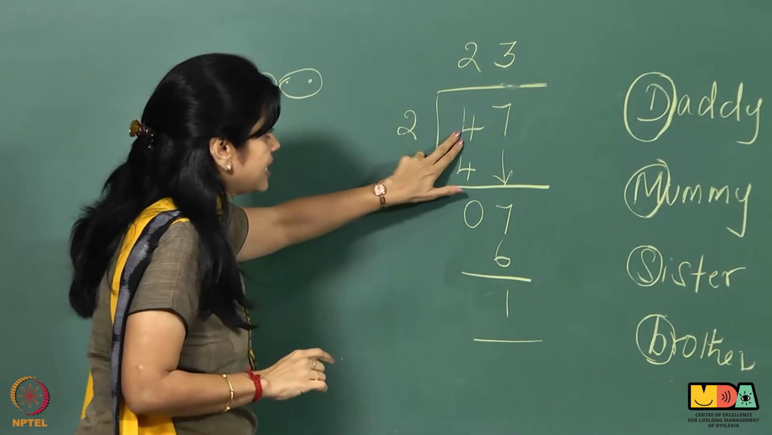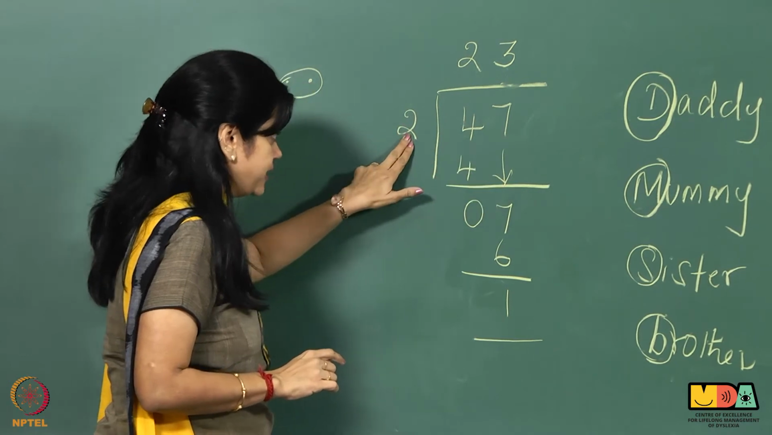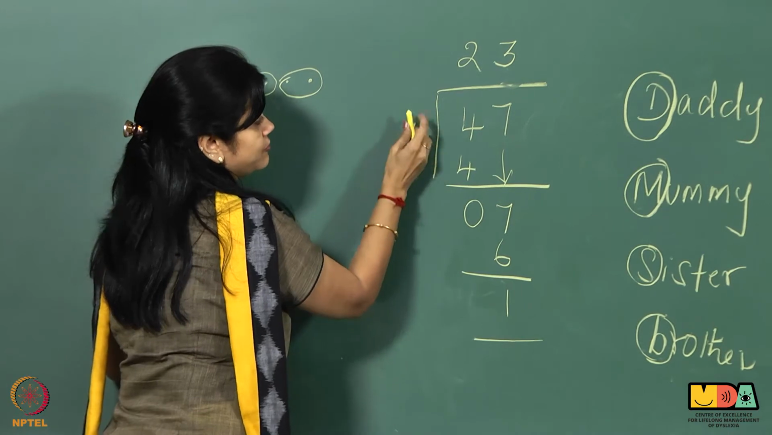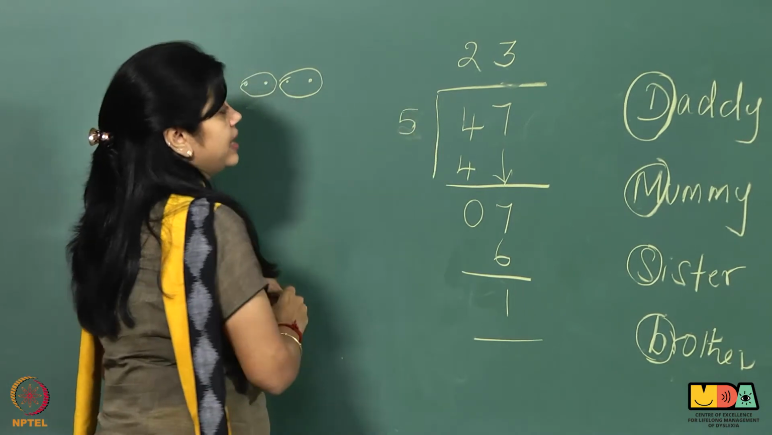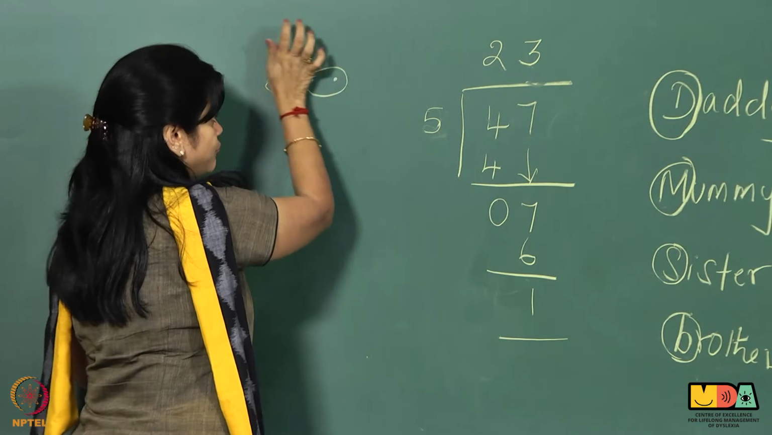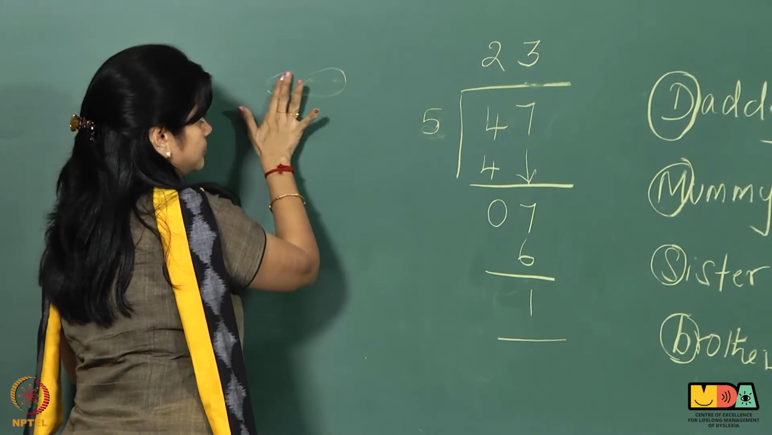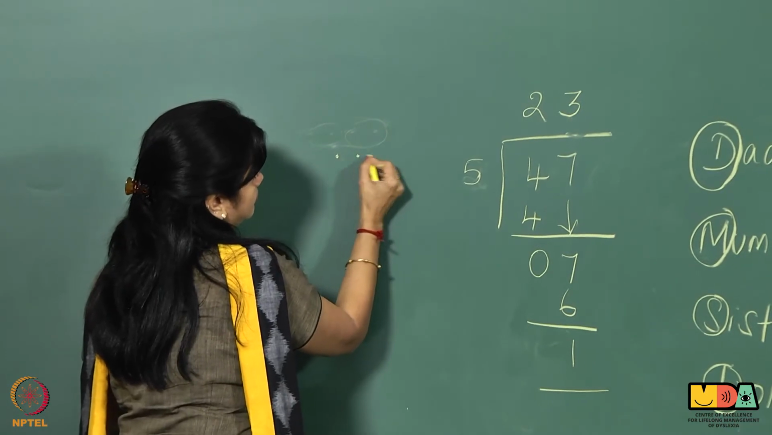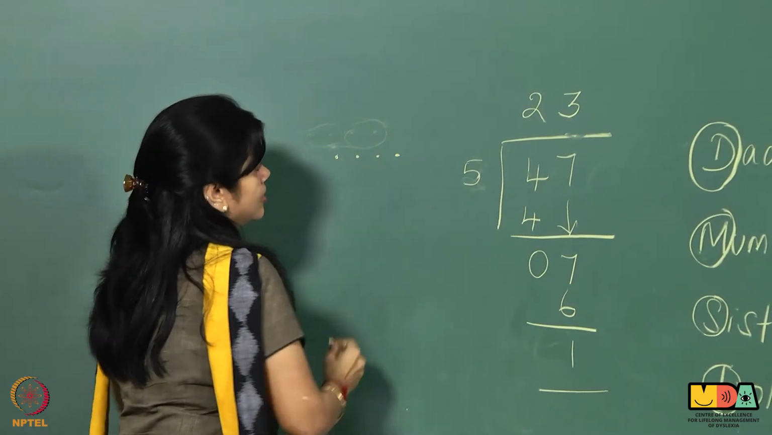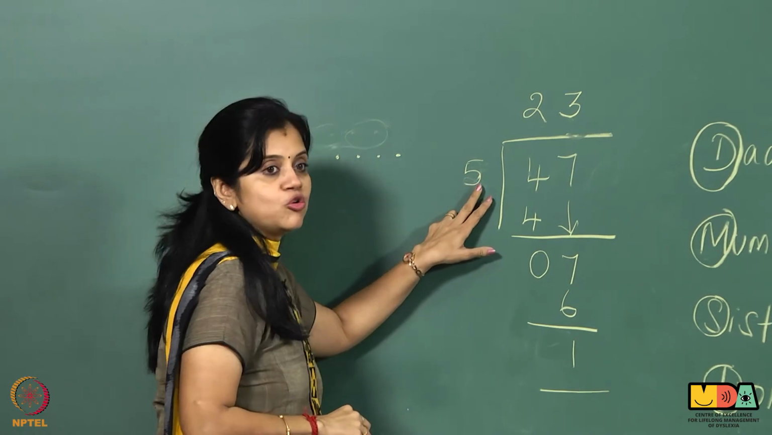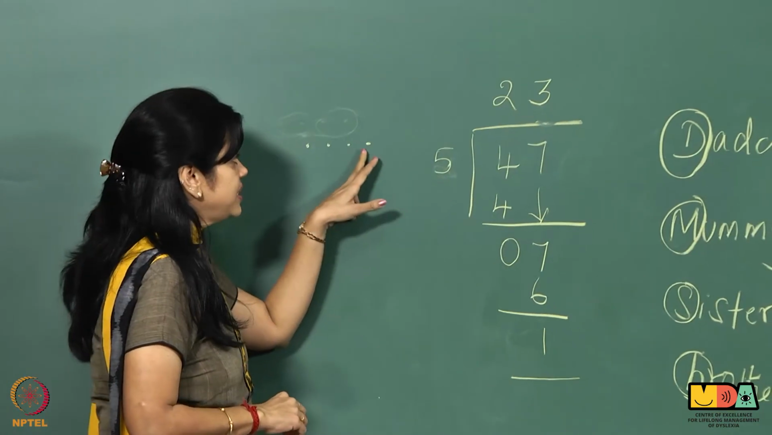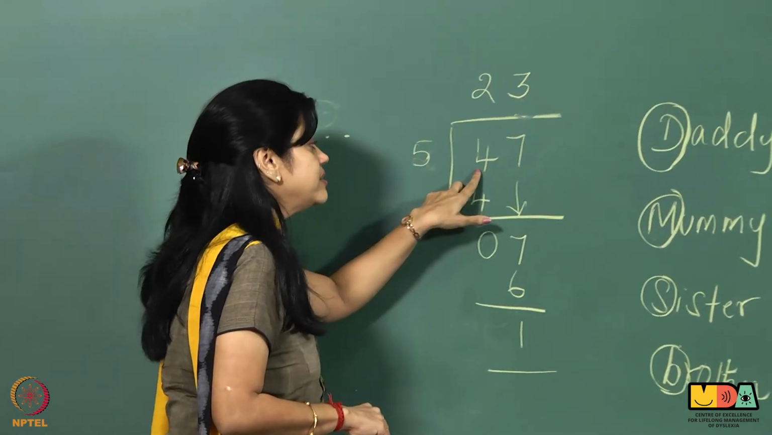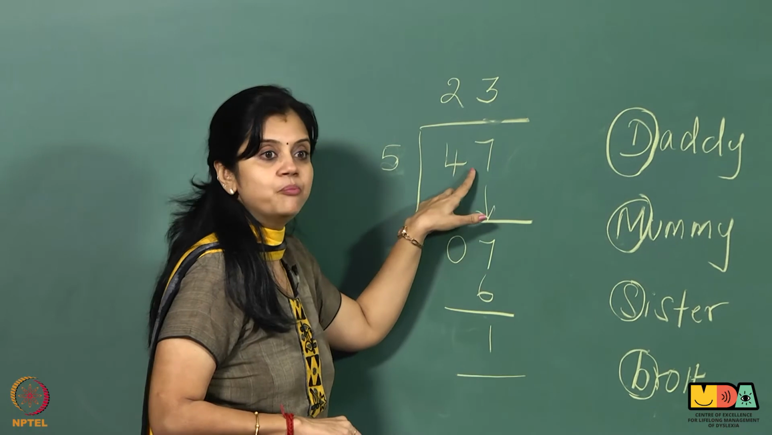Just in case, instead of 47 divided by 2, I give it as 47 divided by 5. Again, ask them to put 4 dots. Ask them to make it into a group of 5. The child will say, I can't because I have only 4. That means just tell them that they have to take both the numbers.